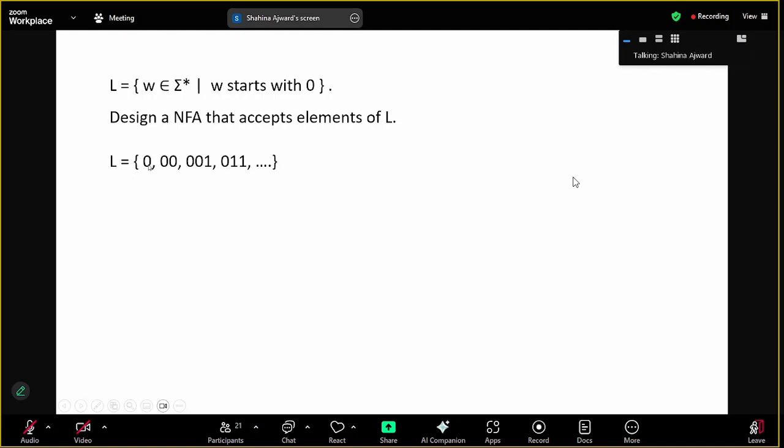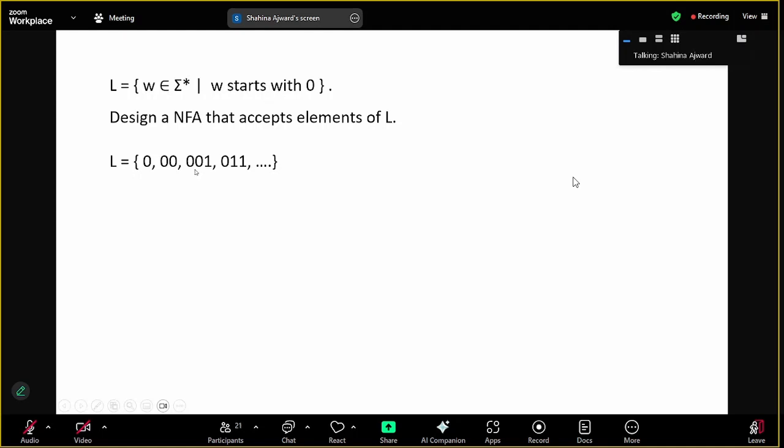So we try to write a few strings which satisfy this condition. The first one, the smallest one, is 0. Next we can write 00. We can also write 01, but we can't write 11 or 10 because they don't satisfy this condition.